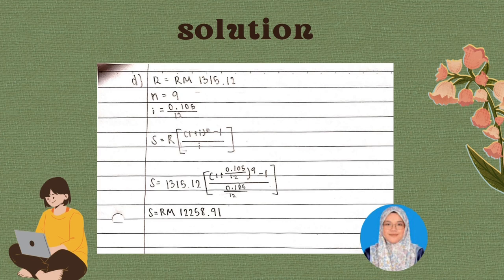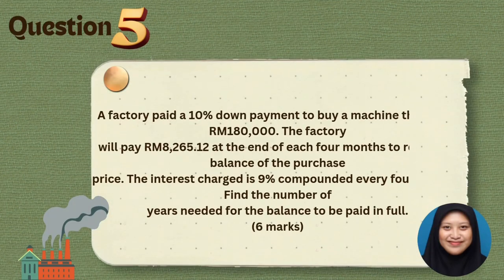For question 4D, we use the formula S equals R multiplied by the fraction where the numerator is 1 plus I raised to the power of N minus 1 and the denominator is I. Substituting the values, S equals 1,315 ringgit 12 cents times the fraction where the numerator is the quantity 1 plus 0.105 divided by 12 raised to the power of 9 minus 1 and the denominator is 0.105 divided by 12. Use the calculator. The answer is S equals 12,258 ringgit 91 cents.